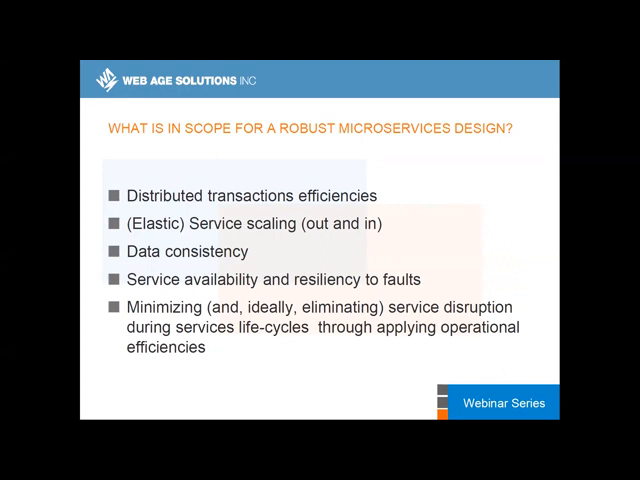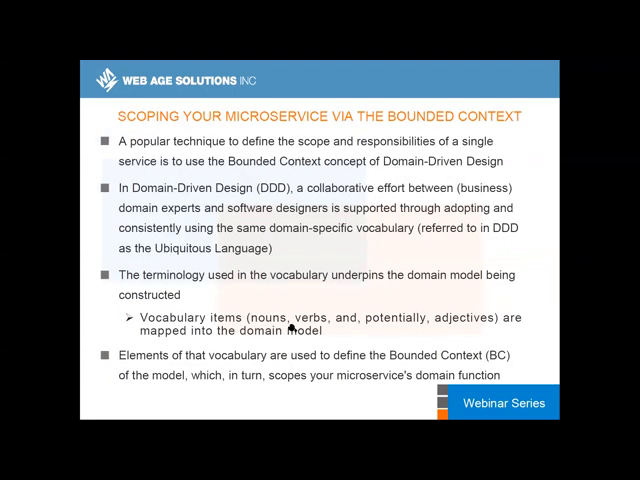Okay, minimizing service disruption when you do upgrades. The more services you have, the more demanding your upgrades. So those rolling out upgrades where you need to make it consistent and to make it such that you don't impact your users during that maintenance window. So all those considerations should be taken into account.